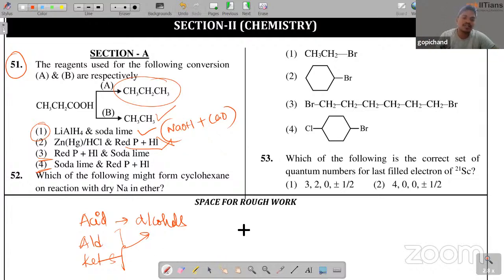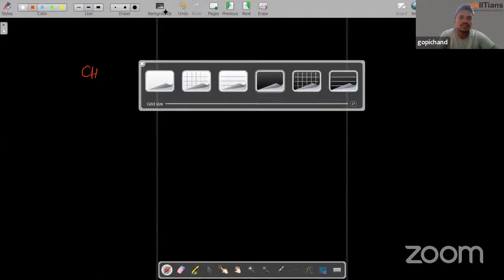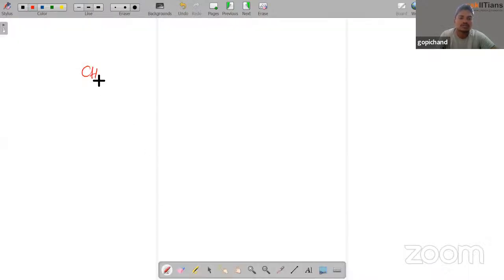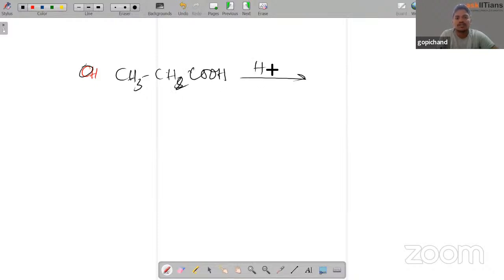So we can say the first one, let me change the background. Now CH3CH2COOH in the presence of HI and red phosphorus. What is going to happen in this case? This will help in reduction.